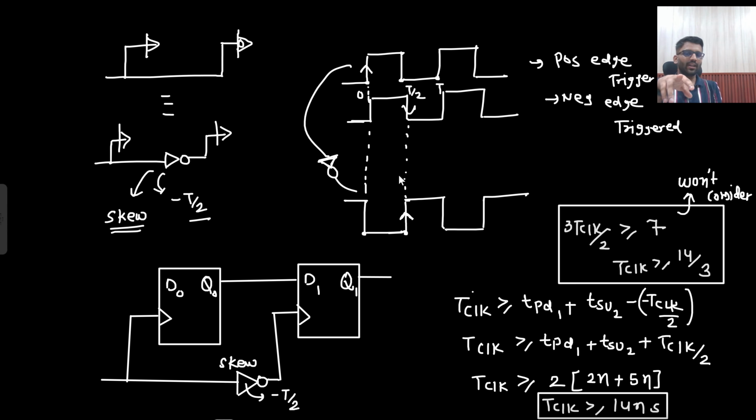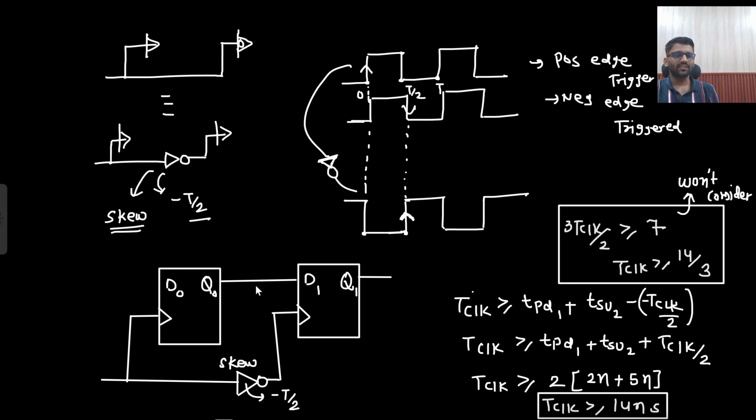But if I want to make it positively edge triggered only, then what I need to do? I just need to invert this waveform. I just need to add a buffer, add an inverter. If I invert this waveform, 0 will become 1, 1 will become 0. This is inverted, and then I can say at positive edge only I am getting the negative edge of this clock. So now this is my positively edge triggered clock, but we are getting this by shifting it by minus t by 2.